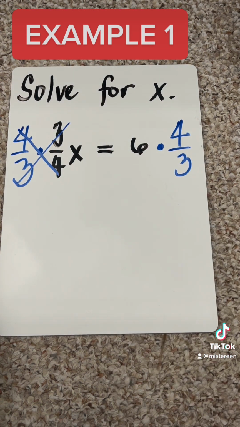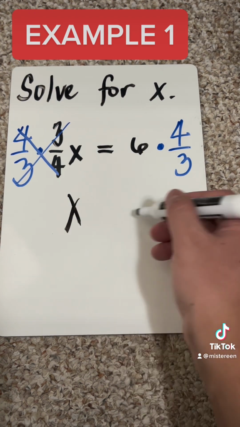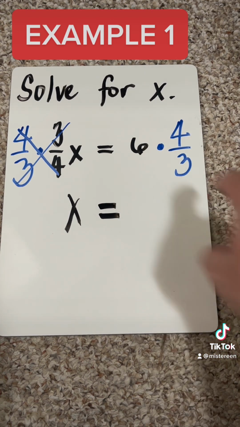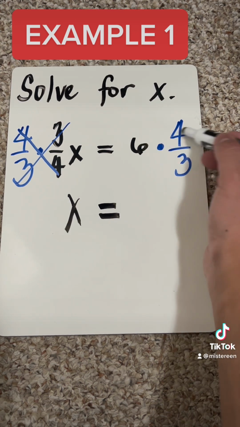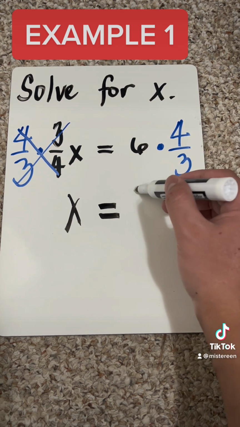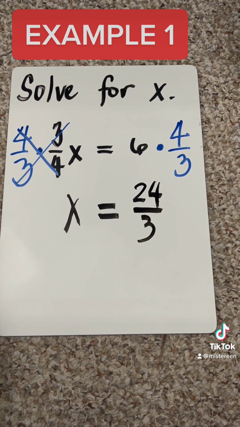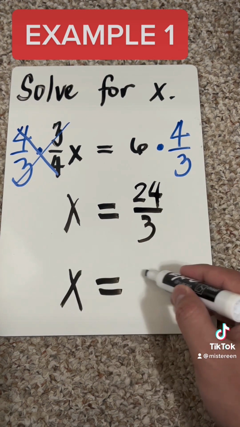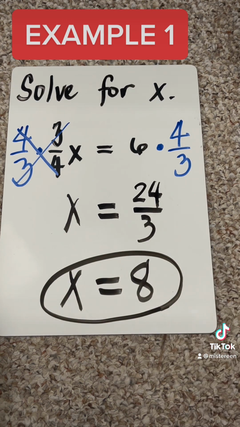So therefore, what you have on the left side is only the variable x. So just bring it down here. All right. And you have 6 times 4 over 3. Now, to simplify this, you just multiply 6 times 4, which is 24, and then divide by 3. All right. And then 24 divided by 3, that's actually a positive 8. So our answer is positive 8.